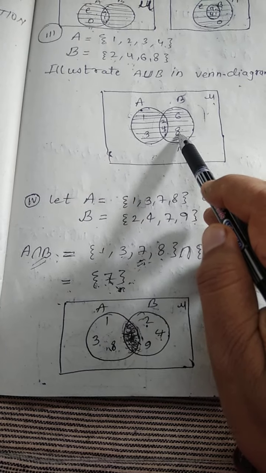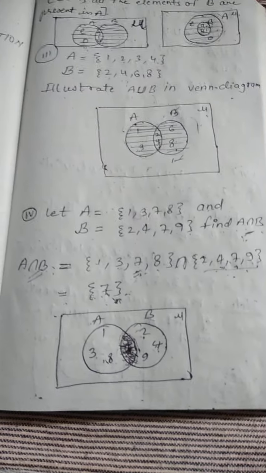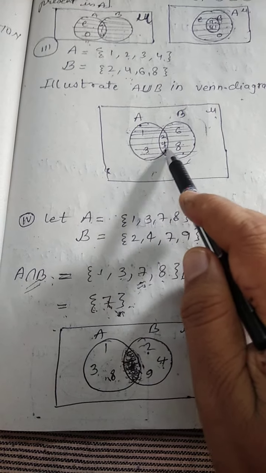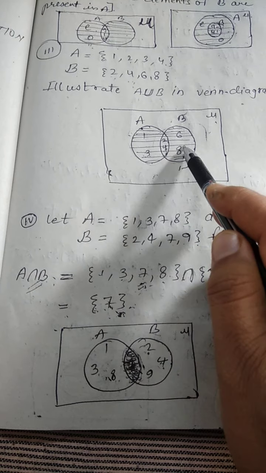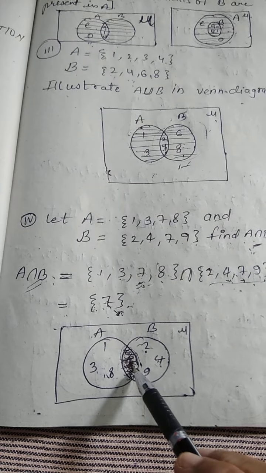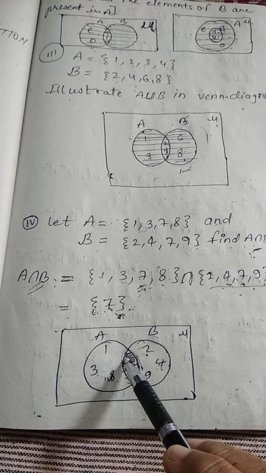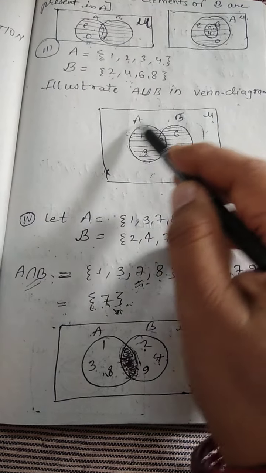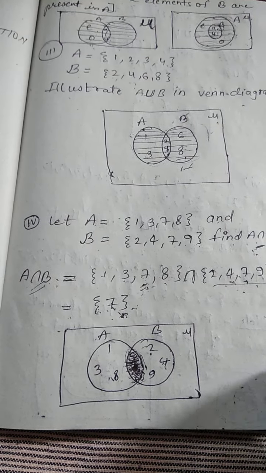Because union means combining of the elements and intersection means only common elements. So in intersection we will shade only this common part. In union we will shade the total, the full region. Okay. So let's come to the next problem, that is the fifth one.